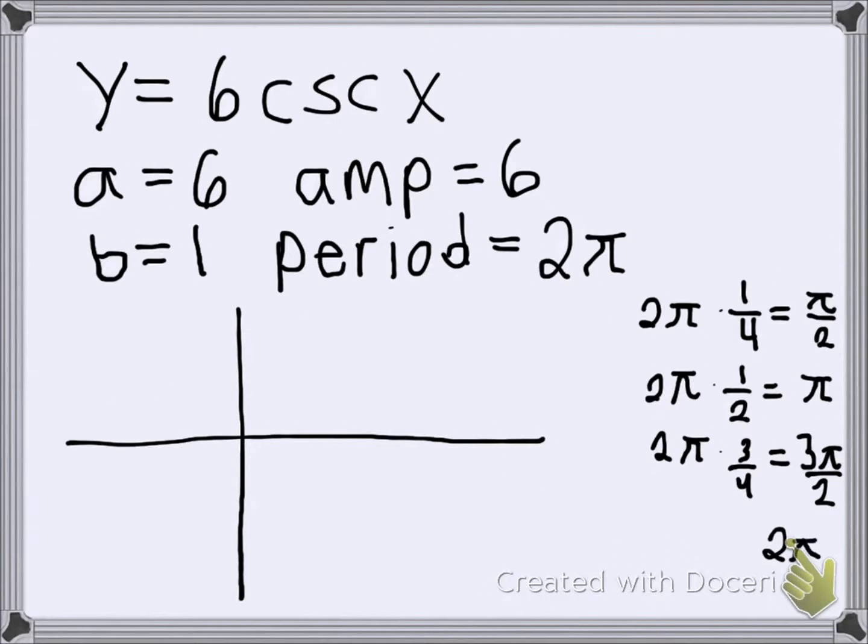Now you want to come to your graph and plot these points. You have pi over 2, pi, 3 pi over 2, and your period 2 pi. Now you're going to come over here, and since your a is 6, you're going to draw, hold on.